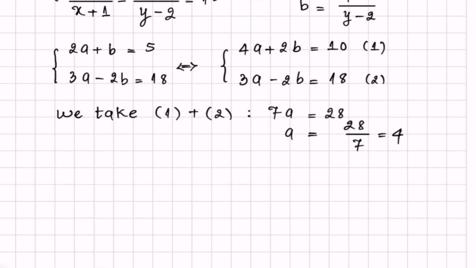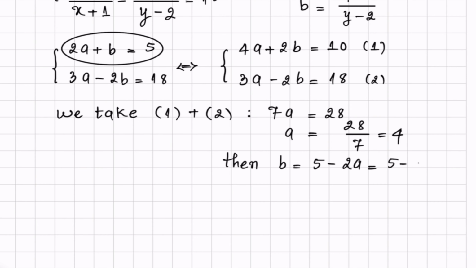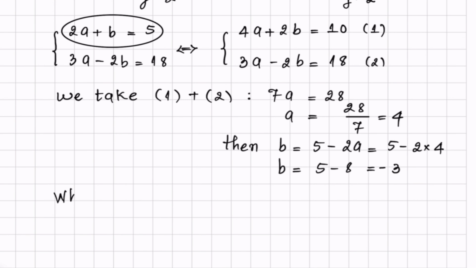Okay, so when a equal to 4, then b, which is equal to 5 minus 2a. So then we got 5 minus 2 times 4. b will be equal to 5 minus 8, equal to negative 3.